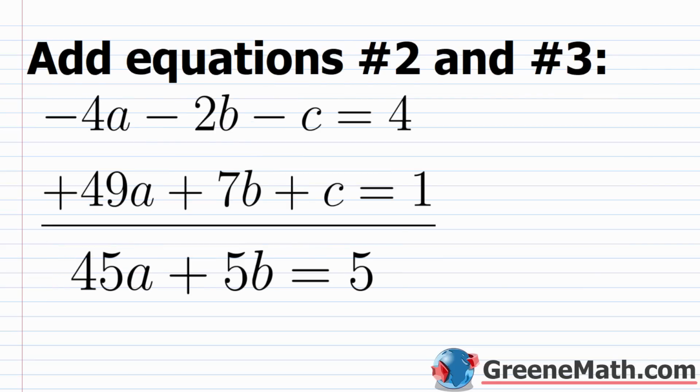So now we're going to add equations number 2 and 3. And so negative 4a plus 49a, that's going to be 45a. We have negative 2b plus 7b, that's going to be 5b. And then we have our negative c plus c, again, this is going to cancel. On the other side of the equal sign, we have 4 plus 1, which is 5.